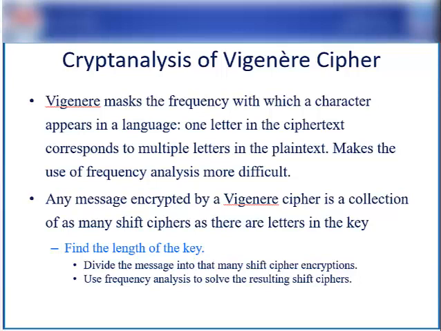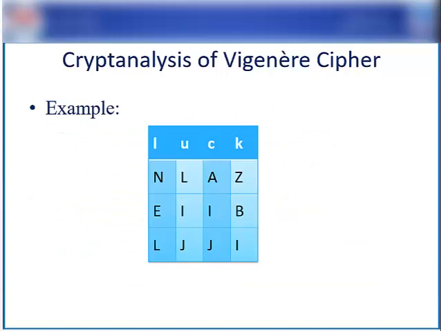For that, we can consider any message encrypted by a Vigenère cipher as a collection of many shift ciphers. The number of shift ciphers is as many as there are letters in the key sequence. So the problem of breaking the cipher reduces to the problem of finding the length of the key. For example, we had the word cryptography in our previous example, which was encrypted using the word luck as a key.